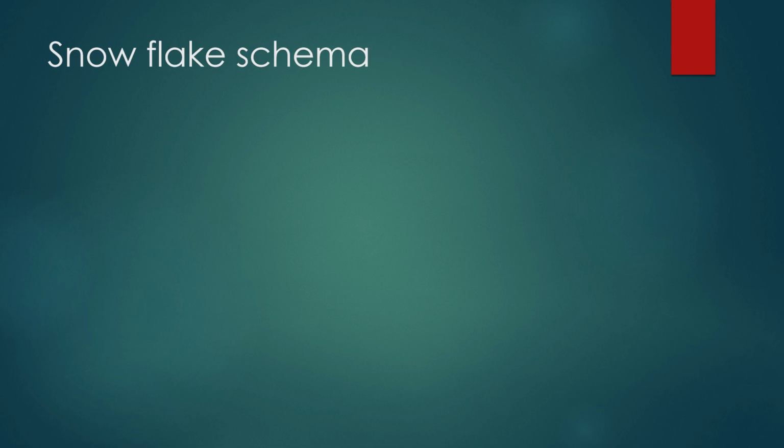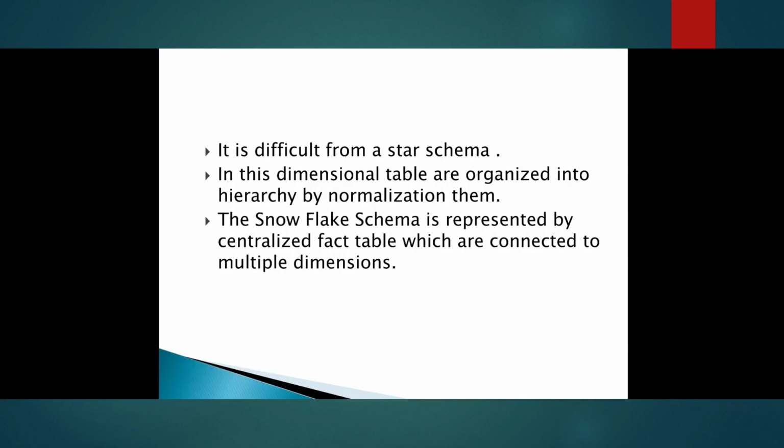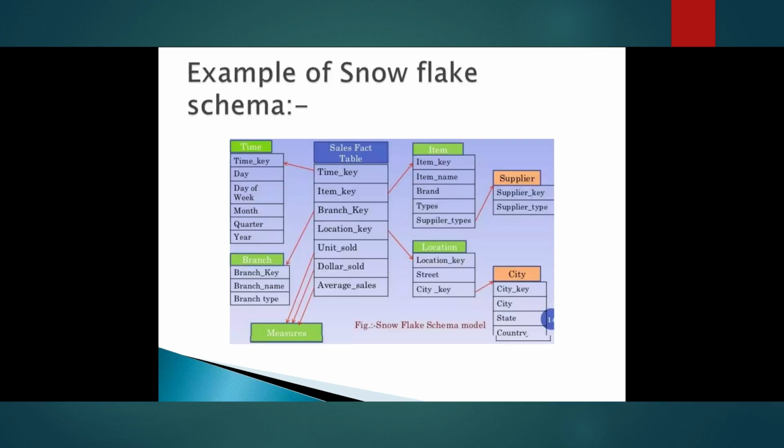The third part is the snowflake schema. It is a variant of the star schema, in which the dimensional tables are organized into hierarchies by normalization. The snowflake schema is represented by a centralized fact table which is connected to multiple dimensions.